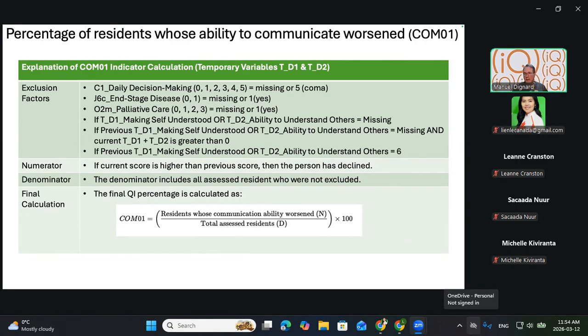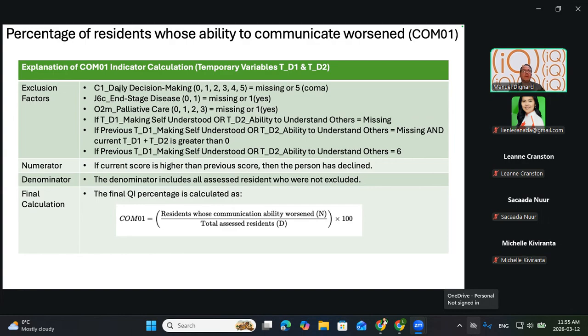Okay. And just like its counterpart, it provides that essential insight into how well a resident is able to interact with others, to express their needs, to understand communication, which has a direct implication for safety, for care planning, and for resident engagement. It's scored exactly the same.